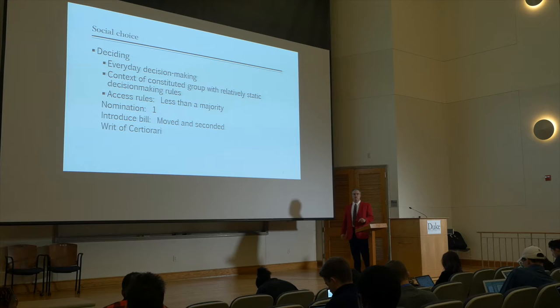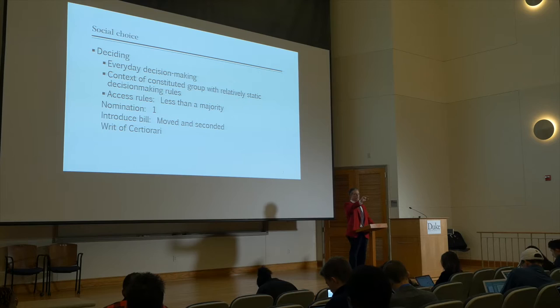Access rules tend to be smaller than a majority. Decision rules tend to be more than a majority. And rules regarding changing the rules tend to be closer to unanimity. Access rules, small majorities. Well, not majorities, small decisive sets. Decision rules tend to be simple majority. And decisions to change the rules tend to be closer to unanimity.